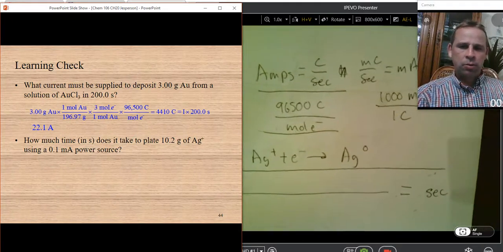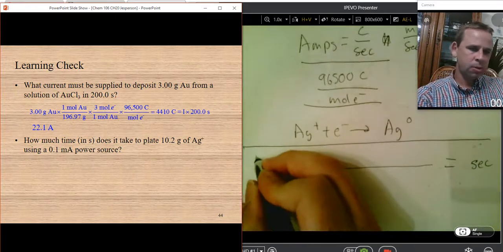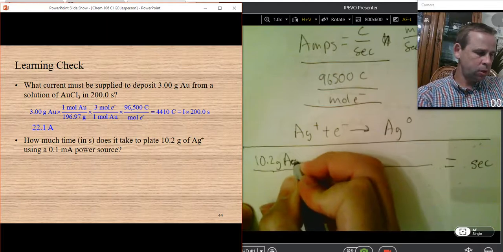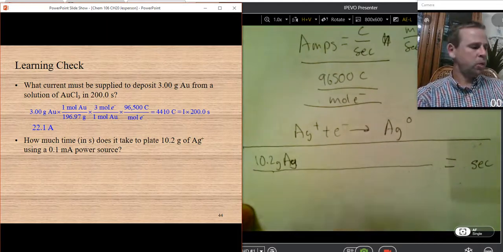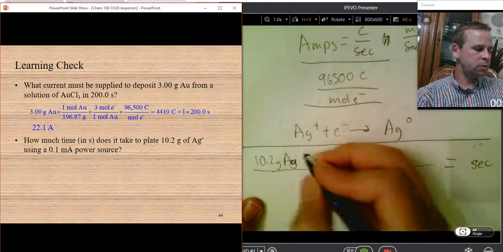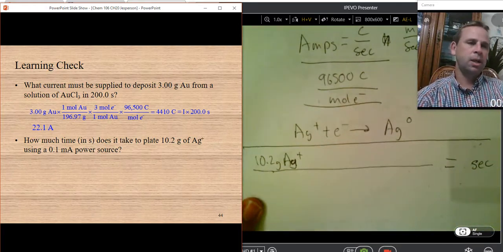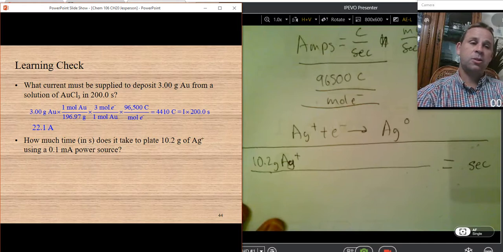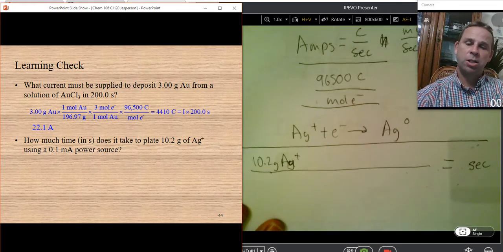Okay, so we're going to plate 10.2 grams of the silver, Ag, right? And we could think of that, if we change it from silver to silver ions, that's the same thing, because it's the same mass. If it's ions or metallic, the difference of an electron doesn't make a change in mass at that scale.